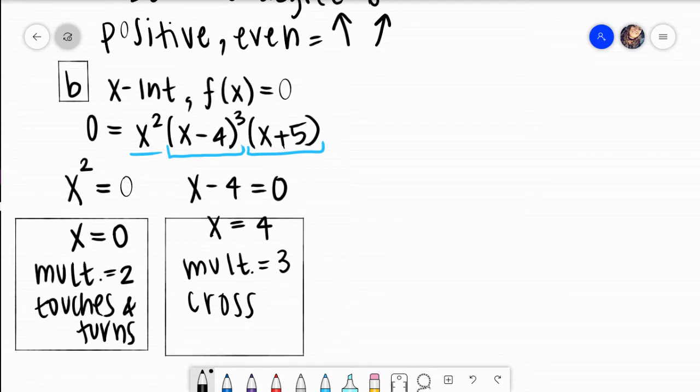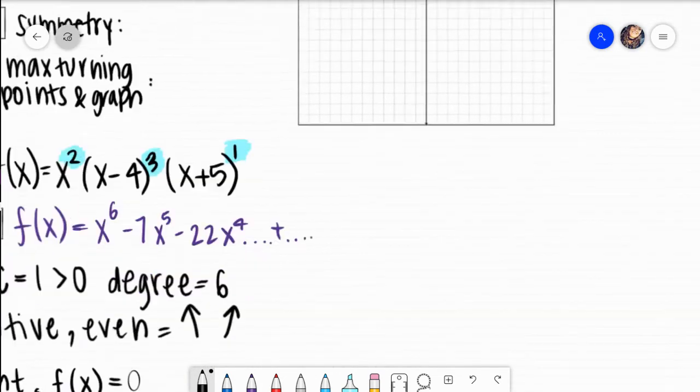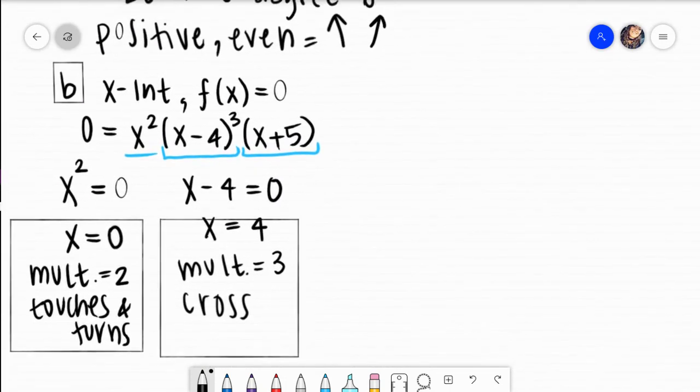Now let's do the same thing for our, it's bound to happen, y'all. It's just a matter of when.